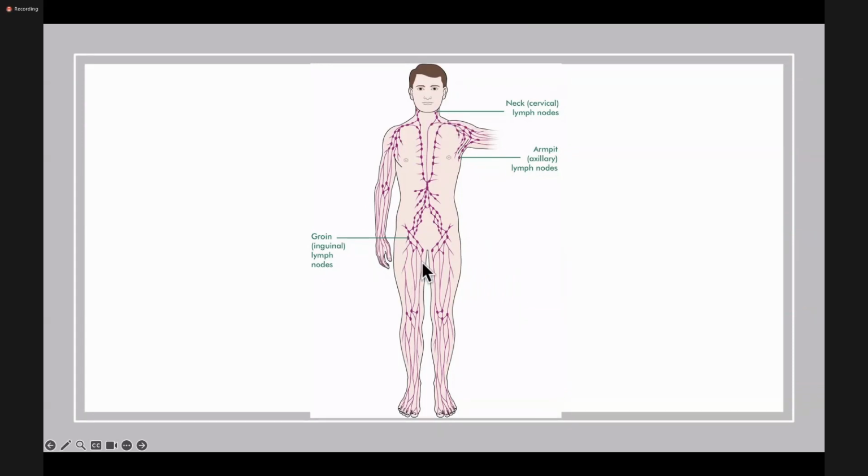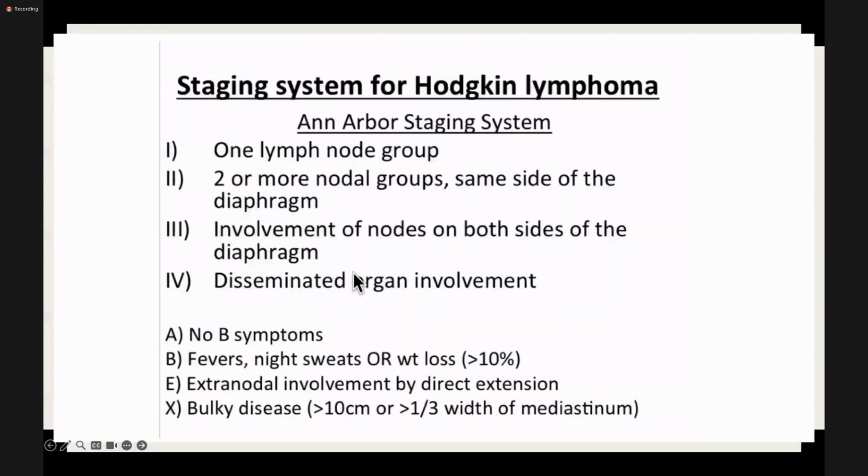That's stage one. If it's a groin that's affected, that's stage one. If it's only the armpit that's affected, that's stage one. If it affects both the lymph nodes in the armpits and also the neck, that's two groups. That's stage two, because it's on the same side. But if you have one on top of the diaphragm, which is right here, and one below the diaphragm, that's stage three. And stage four is all over the body. Does that make sense? Yes.